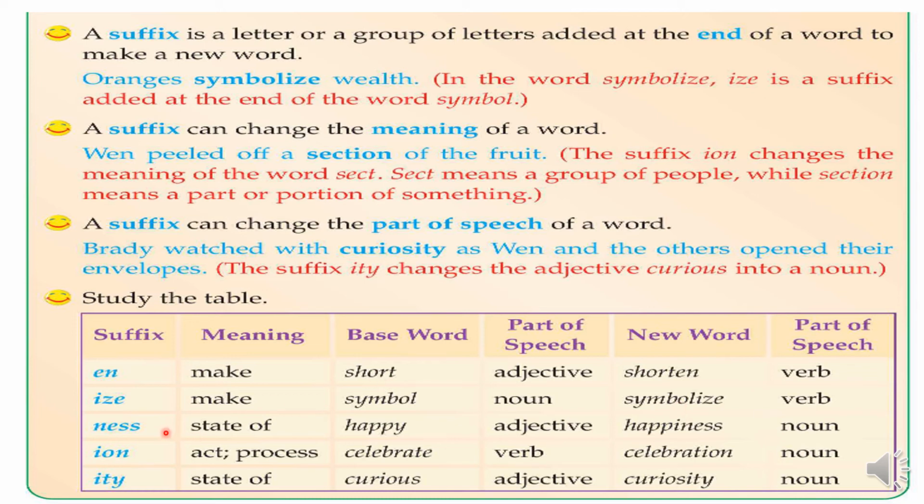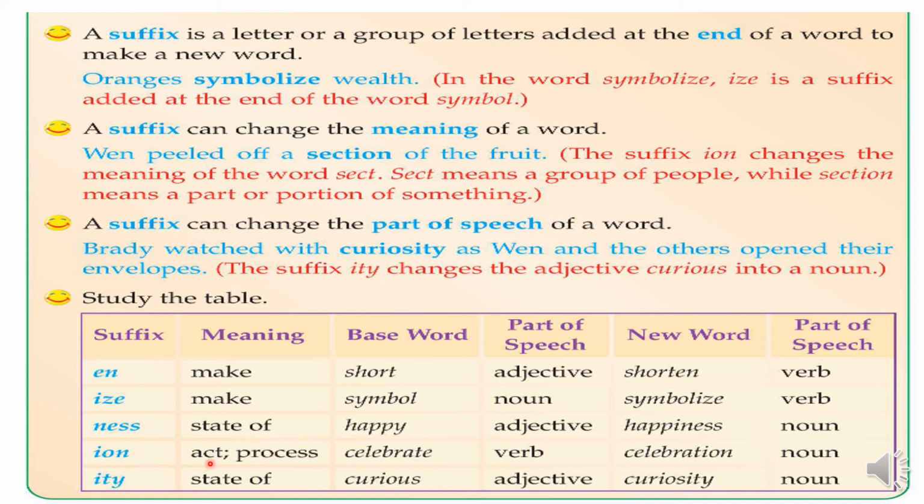The suffix ness means a state of. For example, we have here the word happy, which is an adjective. When we add the suffix ness to the word happy, it gives us happiness. Examine here that the y has been replaced by an i, and then we added ness. And now the word happiness is a noun.